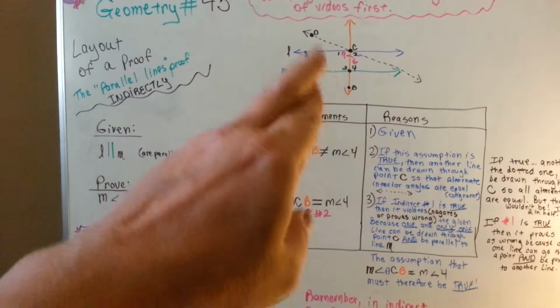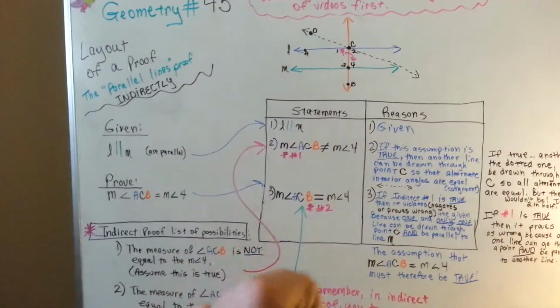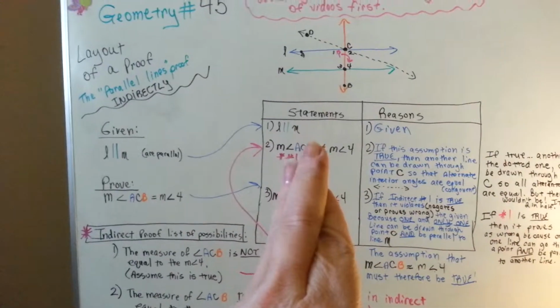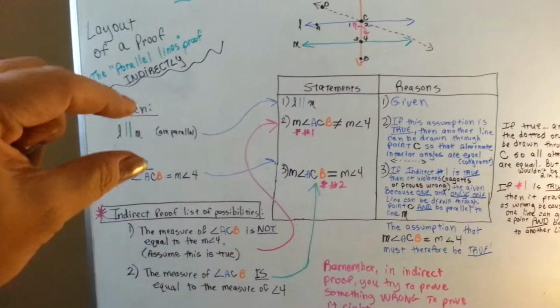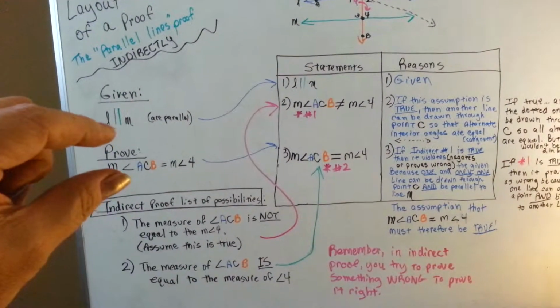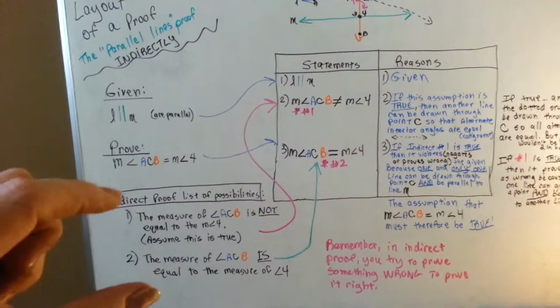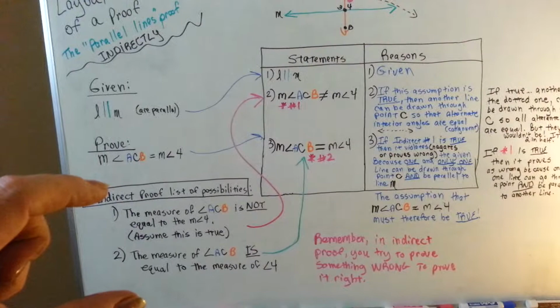We've got our drawing above our proof table, as we should. We've got our proof table with our statements on the left and our reasons on the right. We have our given. We have our thing we're trying to prove. And because we're doing it indirectly, we have an indirect proof list of possibilities. Okay? So let's get a closer look at the drawing.